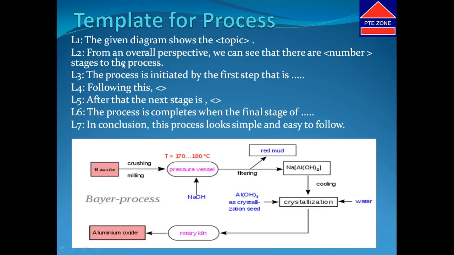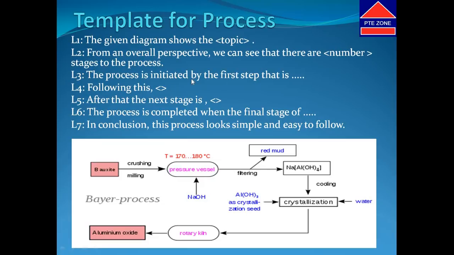Second line is common. From an overall perspective, we can see that there are 5 stages to the process. In the preparation time, I would have already counted the number of processes it has. So I would just say this line actually. After that, the process is initiated by the first step, that is crushing and milling of bauxite. So just say this line, and whatever is written in the first step, just read it and say it, right?